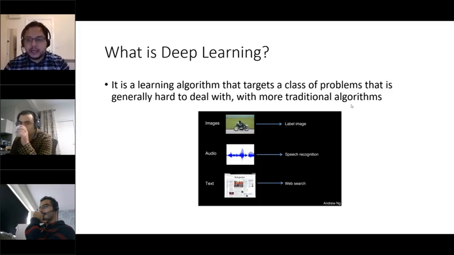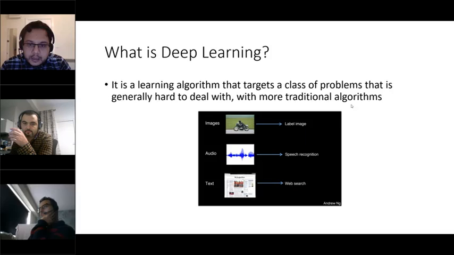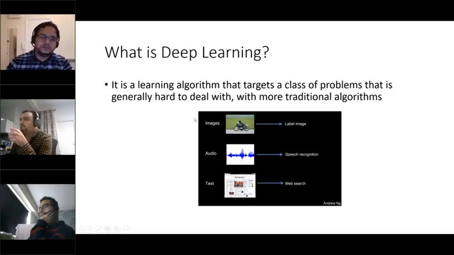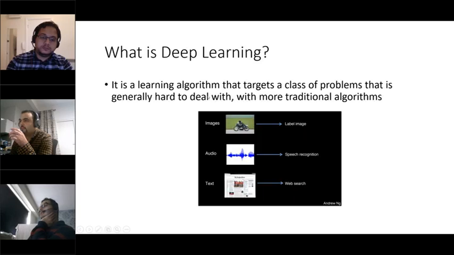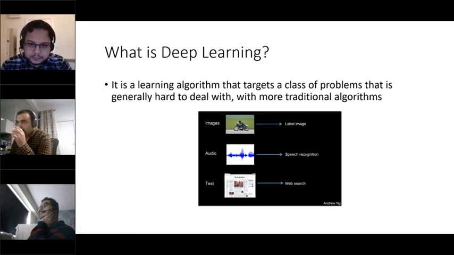Any questions here, guys? Any question? No, so far. Perfect. What's the difference between deep learning and, let's say, previous algorithms that we use to resolve problems?